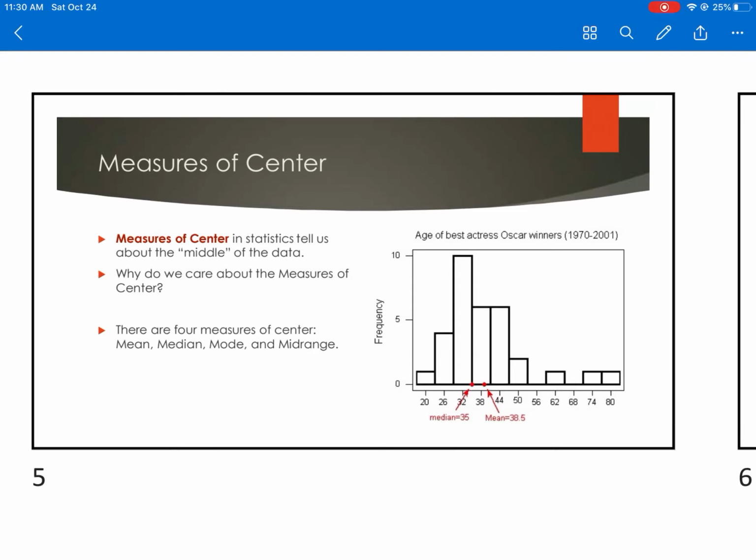Measures of center. Measures of center in statistics tell us about the middle of the data. So why do we care about the measures of center? It's really important because we want to know, okay, what is our graph telling us? Think about this: if you're applying for a job, I want to know, what is the median salary for this job that I'm applying to? What is the mean? There are 4 measures of center, and these are your mean, your median, your mode, and your mid-range.